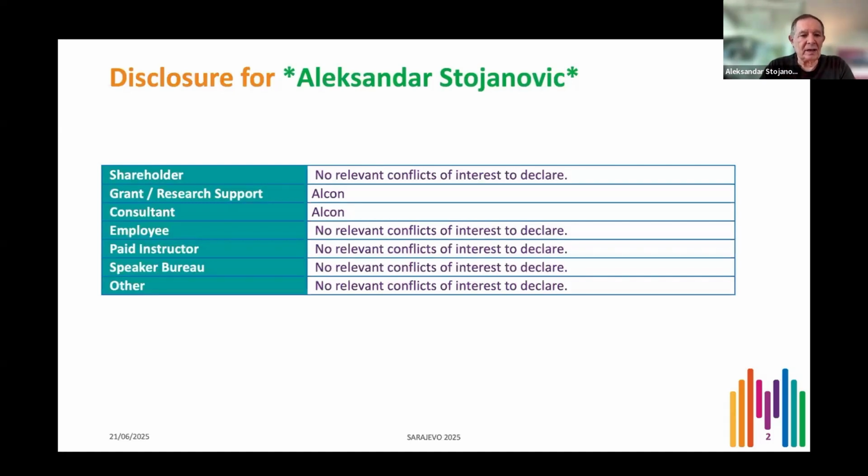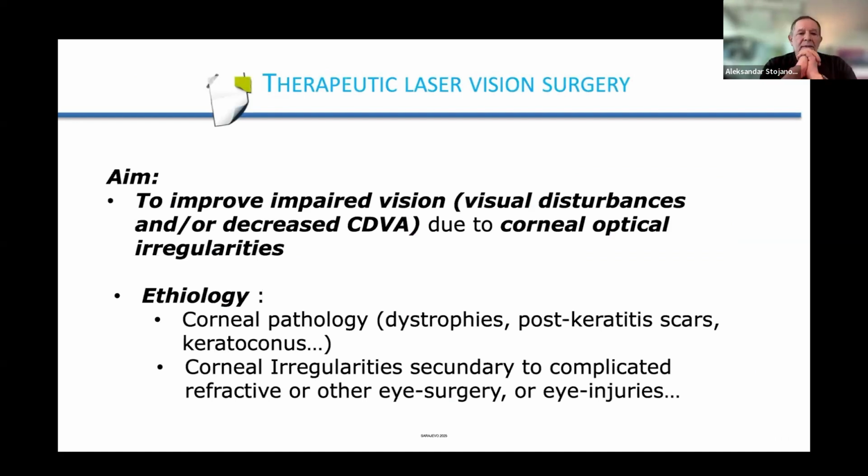And these are my disclosures. And I will use the first couple of slides to define therapeutic laser vision surgery with respect to the elective laser surgery that we all know. The aim of therapeutic laser vision surgery is to improve impaired vision. It means decreased quality of vision and decreased visual acuity occurring due to corneal optical irregularities.